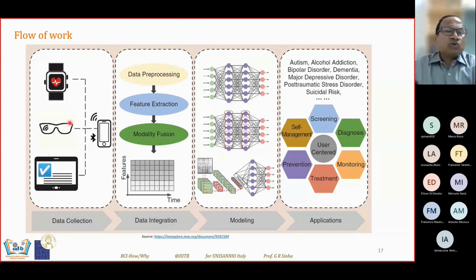So the first stage is to collect the data set, then we pre-process the data set, then we extract the features, and those features are sent to modality fusion. You can have more modalities as well, not only EEG, but you can combine other modalities as well. And then that goes for training or understanding, the interpretation. We can use any suitable model. And the idea is to study autism, alcohol addiction, bipolar disorder, dementia, major depressive disorder, and other stress disorders and suicidal risk also.